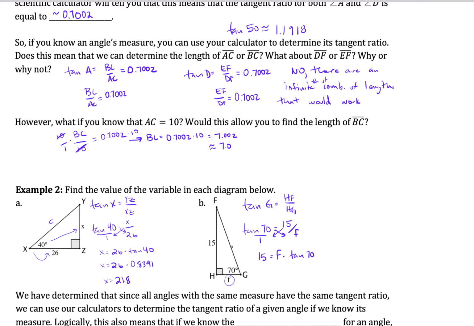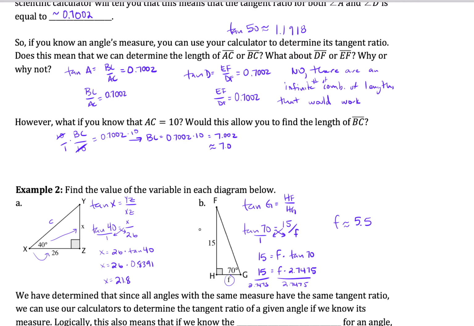It's about 2.7475. So I have 15 equals F times 2.7475. If I wanted to find the value of f, I could take both sides and divide by 2.7475. Now f is going to be about 15 divided by 2.7475. Grab my calculator real quick. It tells me that f is going to be about 5.5.